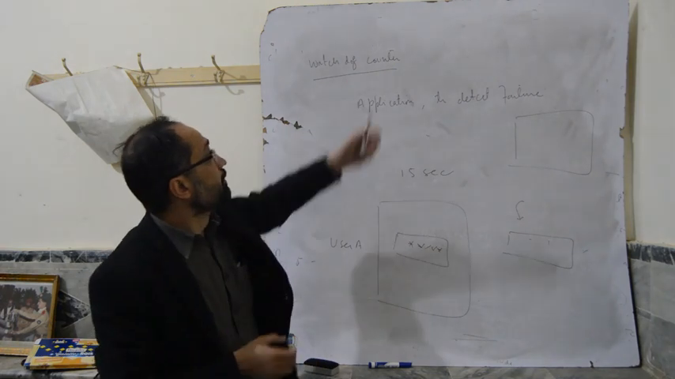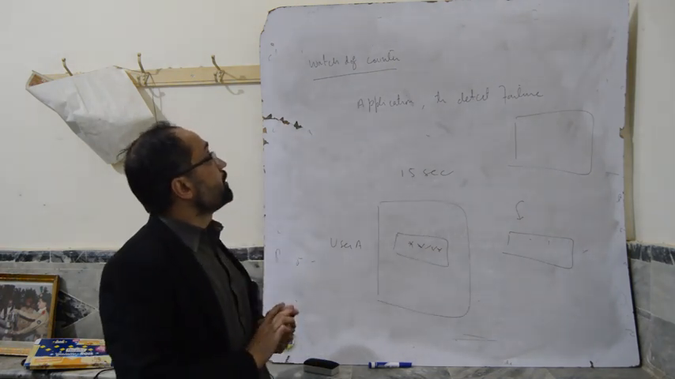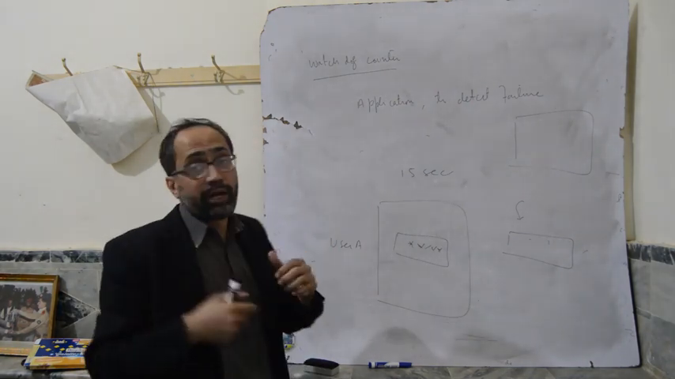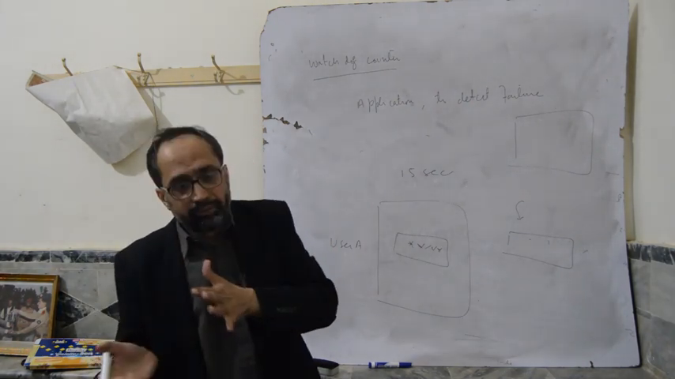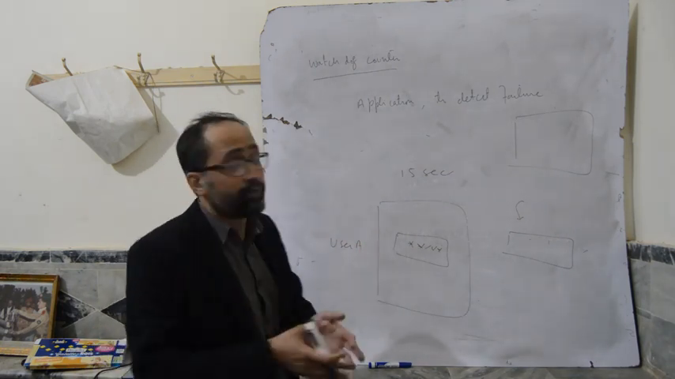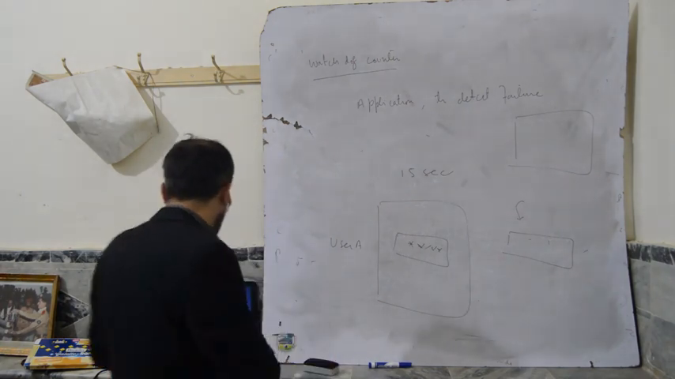So the watchdog timer is used to detect failure. It generates a signal after a regular interval of time, and if there is no response by the system or by the user during that time, it will initialize the system to a known state.